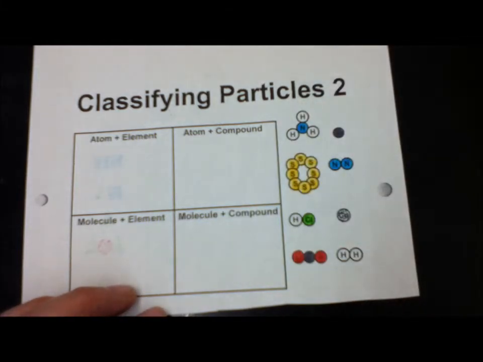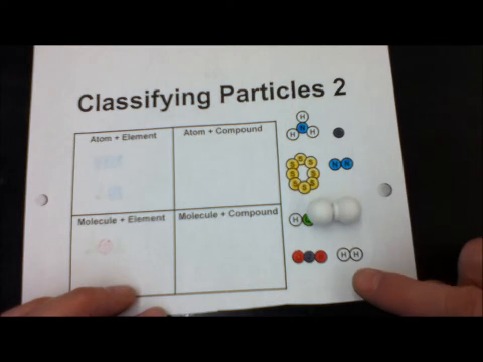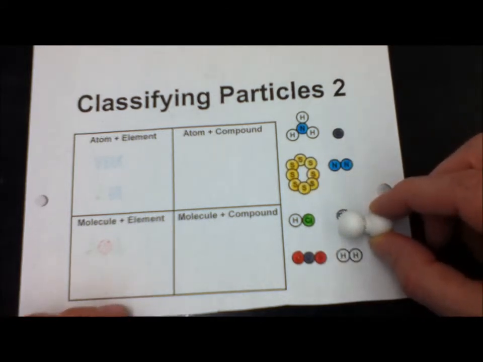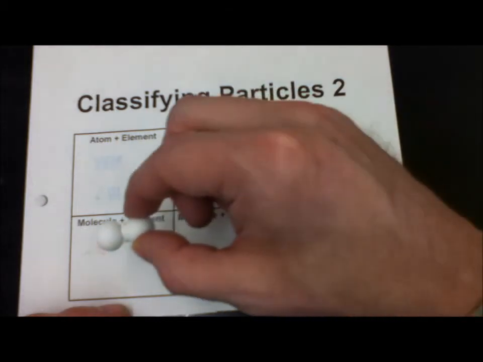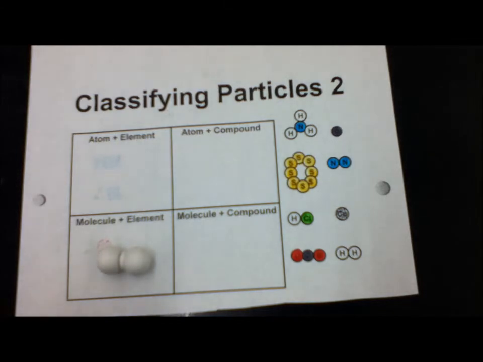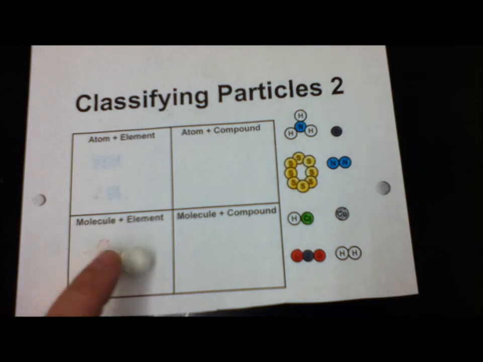And then lastly, we've got this guy. Two hydrogen atoms joined together. Where do you think that belongs? You're right if you thought it belongs here. This is a molecule and an element. A molecule because we have at least two atoms joined together, 1, 2, but it's an element because we only have one kind there, just hydrogen. Okay?